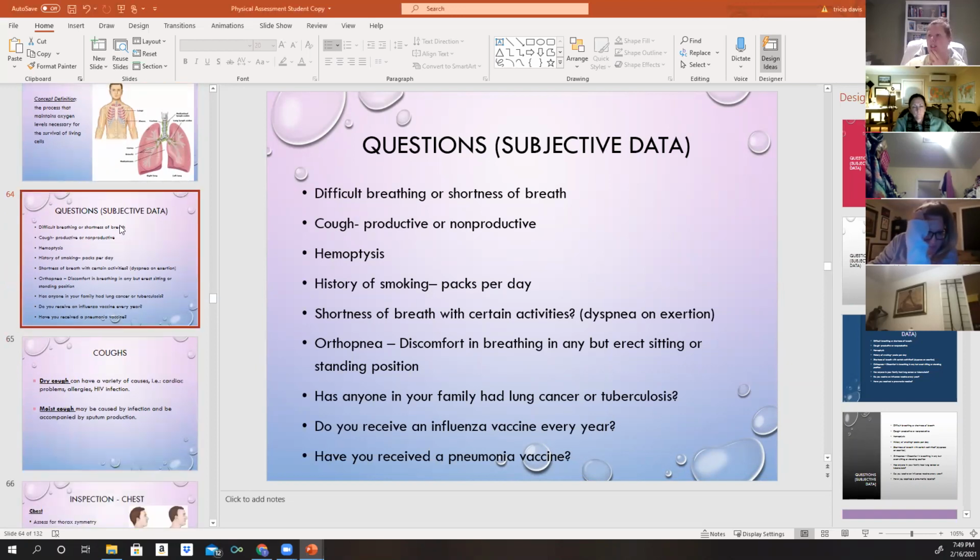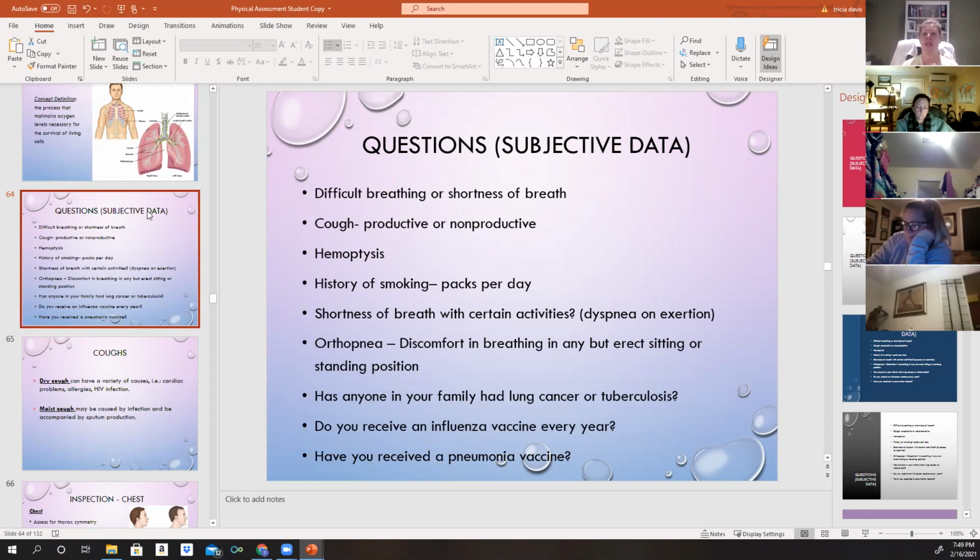So oxygenation questions. So some subjective data. Do they report any difficulty breathing or having shortness of breath? When we talk about difficulty breathing and shortness of breath, we have what we call dyspnea on exertion. So DOE is how we put that, dyspnea on exertion. So this means that when the patient is exerting themselves, they get dyspnea, which is shortness of breath. We also have dyspnea at rest. That means that they're not doing anything. They're sitting in their bed and they get short of breath.